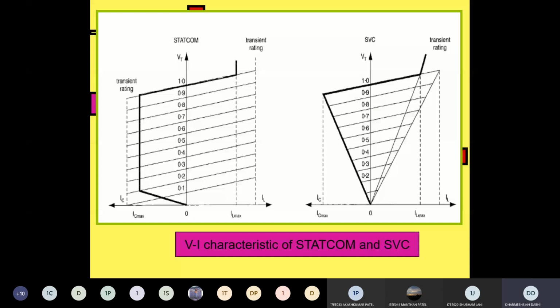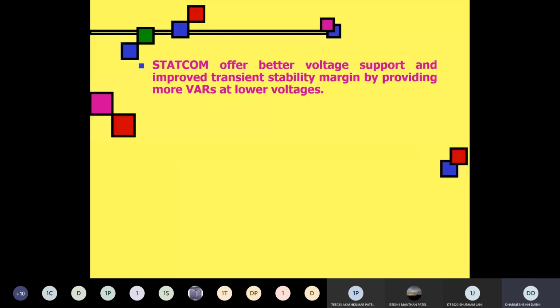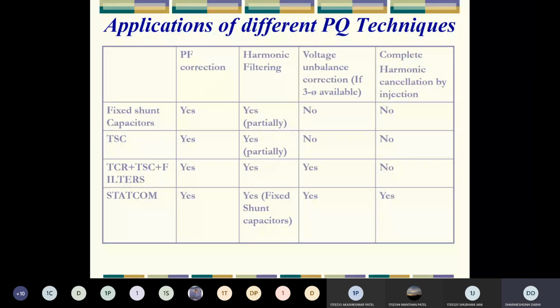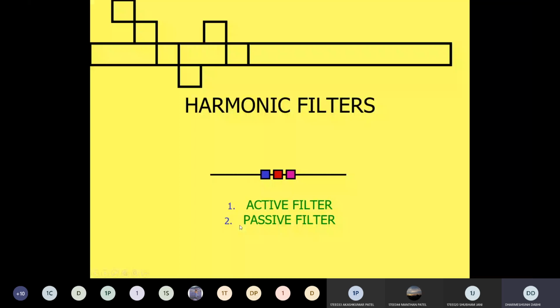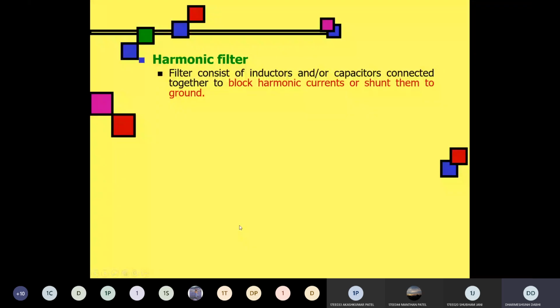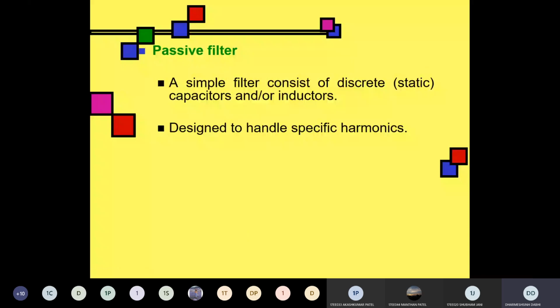So you can see from the characteristic itself how the STATCOM provides a better transient stability as compared to the SVC. Then we saw the different applications of all these power quality devices to mitigate different power quality problems like power factor correction, harmonic filtering, voltage unbalance, and complete harmonic cancellation by harmonic injection. So overall, we see that the STATCOM provides better support to mitigate all these power quality problems. Then we studied the different types of filter: active filter, passive filter, series filter, parallel filter. So I hope you understand all these topics.